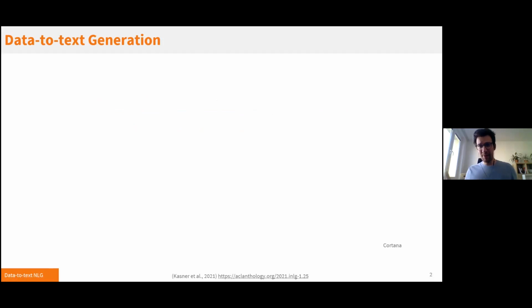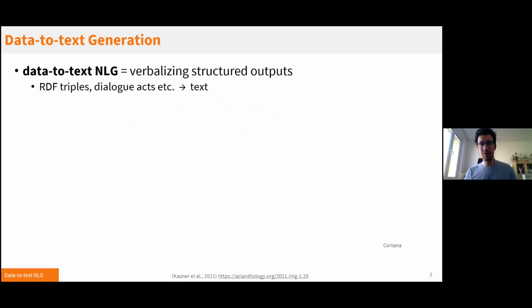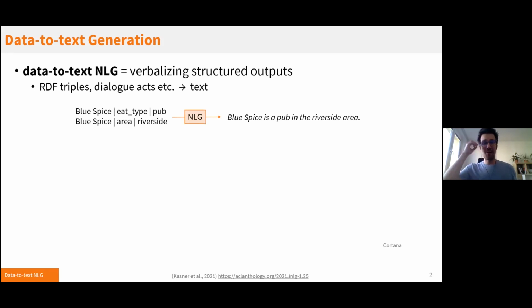I guess right now it's a bit of a wider area, so I'm gonna focus in this lecture on data to text generation, which is what natural language generation as a topic used to mean, but now it's broader. So what I'm going to be talking about is data to text language generation, which means converting some kind of structured data such as RDF triples, dialog acts, or database tables into text. So you can imagine it like this on this small example.